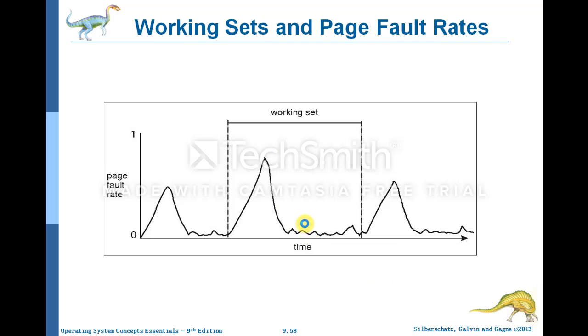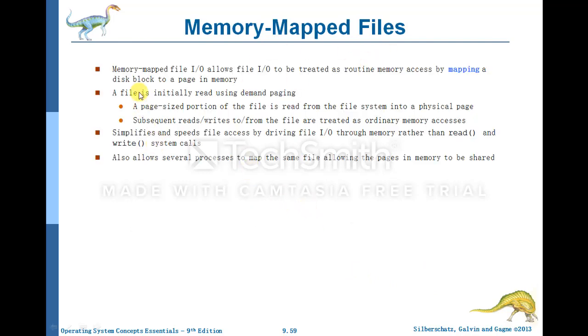So next, memory mapped files. Memory mapped file I/O allows file I/O to be treated as routine memory access by mapping a disk block to a page in memory. A file is initially read using demand paging. A page-sized portion of the file is read from the file system into a physical page. Subsequent reads and writes to the file are treated as ordinary memory accesses. It simplifies and speeds up file access by driving file input and output through memory rather than read and write system calls. It also allows several processes to map the same file, allowing the pages in memory to be shared.